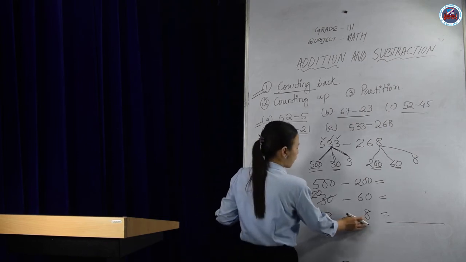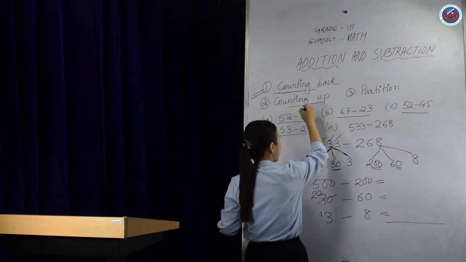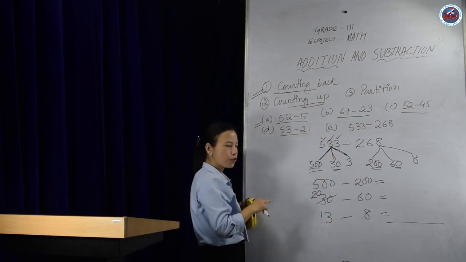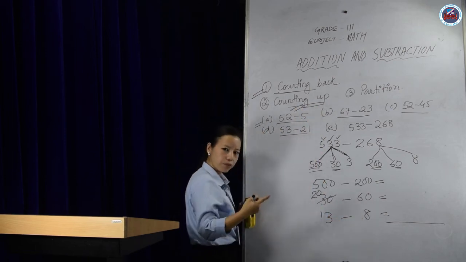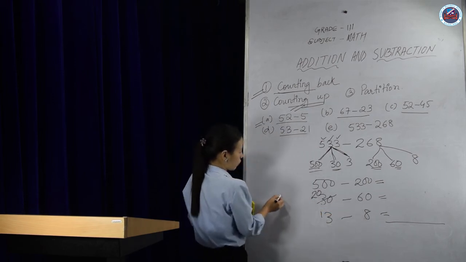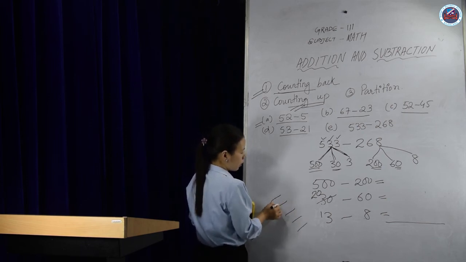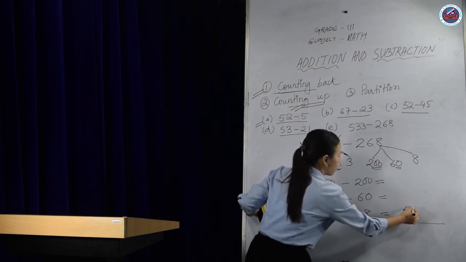As we have learned, we can use the counting up method. This 8 and 13 are close to each other. So counting up, we count up with the ones first. Do it like this. We have 8, so 9, 10, 11, 12, 13. So how many ones have you taken? It is 5, so 13 minus 8 is 5.